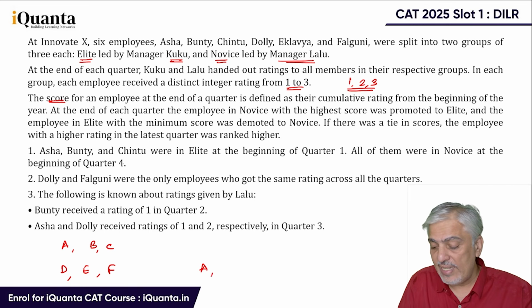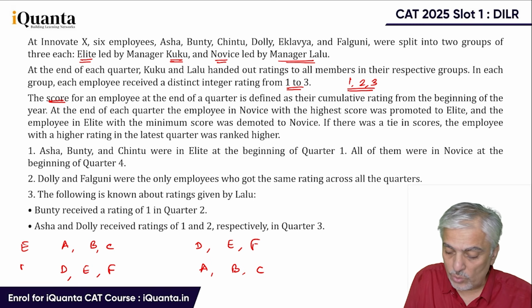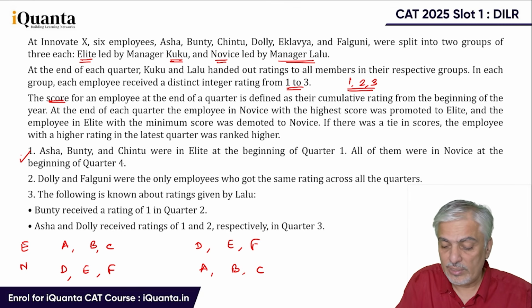So A, B, C get transferred over here, and D, E, F get transferred over here by the end, so this is, suppose, Elite and this is Novice. So that transfer will happen. Okay, that's the first point.